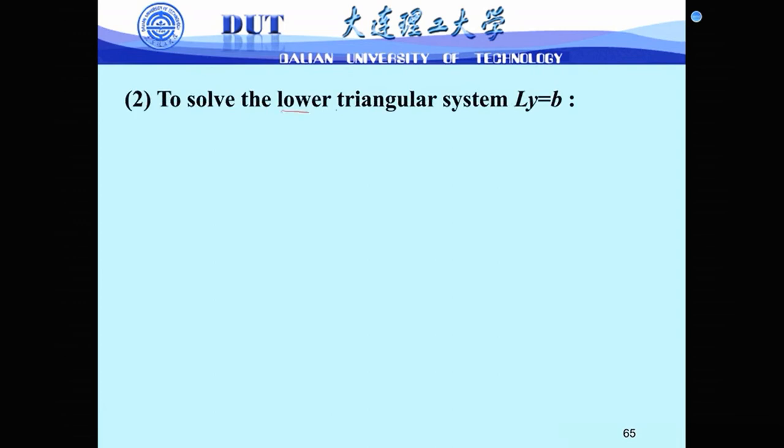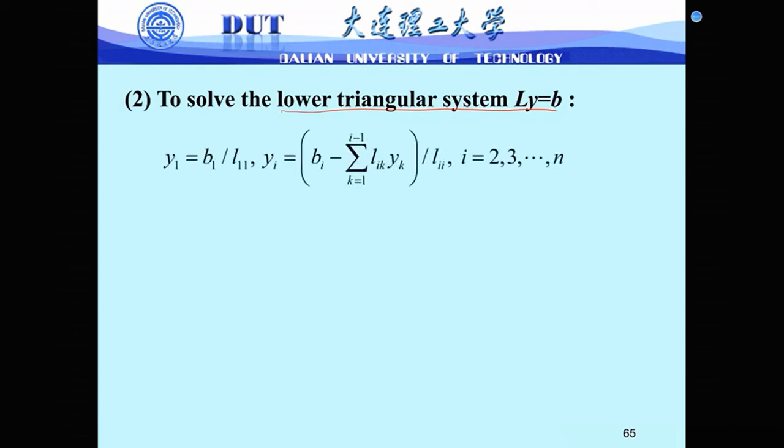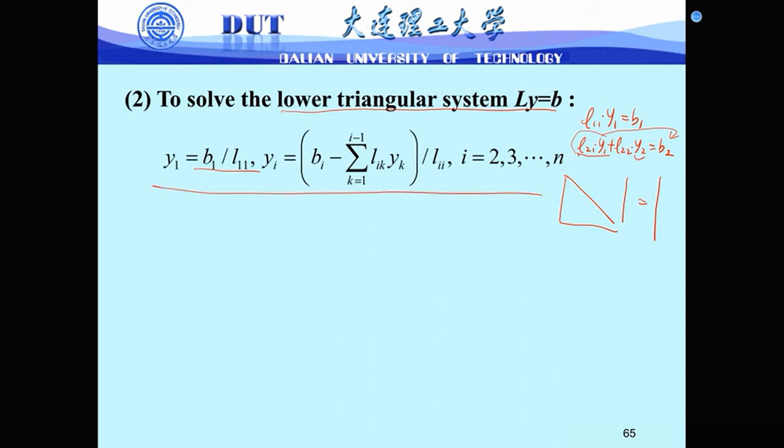And for solving the lower triangular system Ly equal to b, we use forward substitution. It's okay? Ly equal to b. So the first equation is L11 multiply y1 equal to b1. So we can obtain y1 equal to b1 divided by L11. And the second equation should be L21 multiply y1 plus L22 multiply y2 equal to b2. You already know y1, so we can move this to the right side and divide by L22. We can obtain y2. Continually, we can obtain the other y. This is the forward substitution formulas.